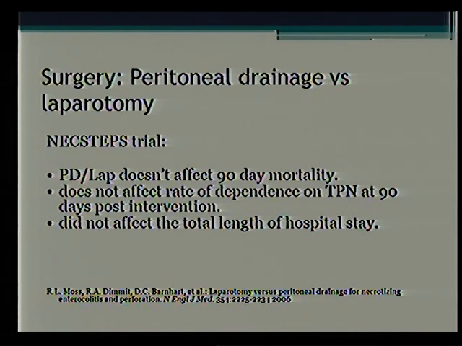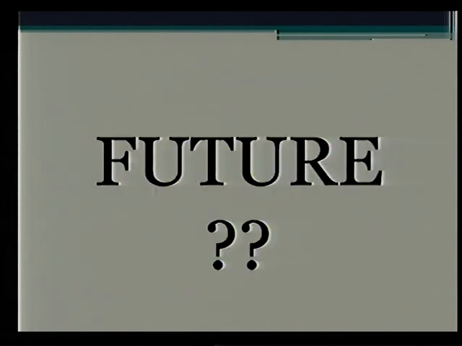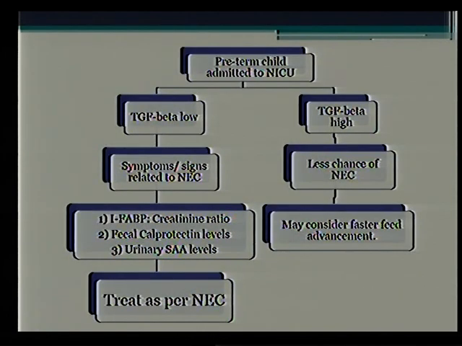So this may categorically change how the treatment for NEC so far can be changed totally, drastically. Coming on to the future trends, as we saw, this is more for the neonatologist. Whenever a preterm child is admitted in the NICU, what may be the future? For all preterm infants, we get TGF beta levels. If TGF beta is low, that means they have an increased chance of developing NEC.